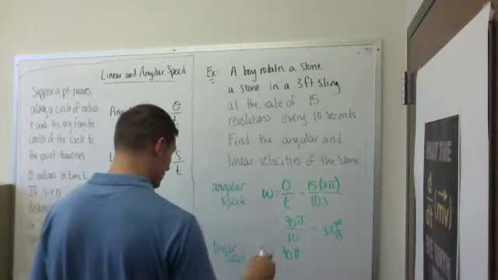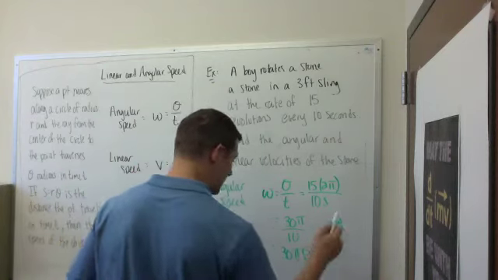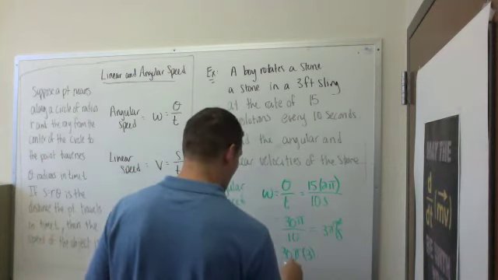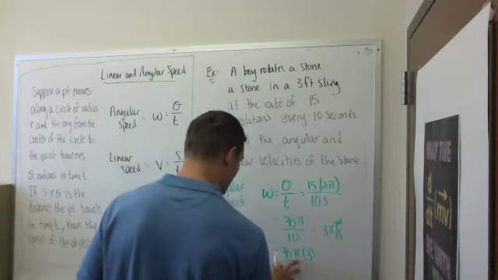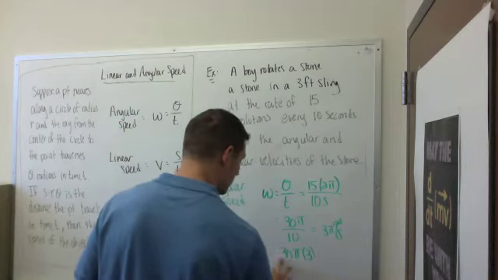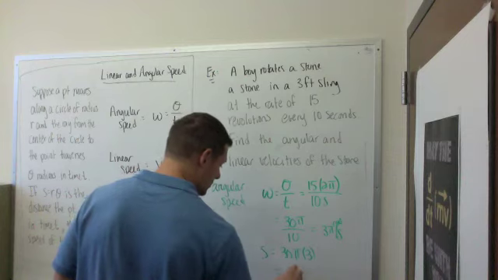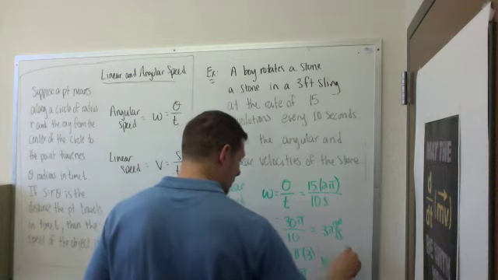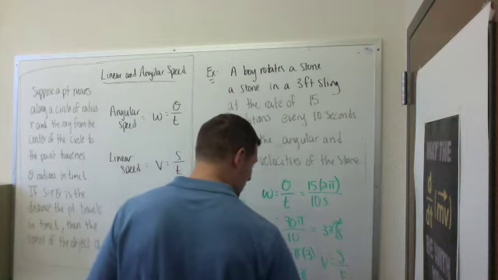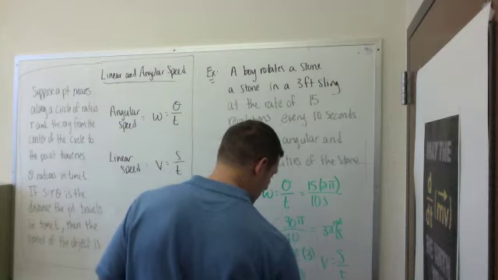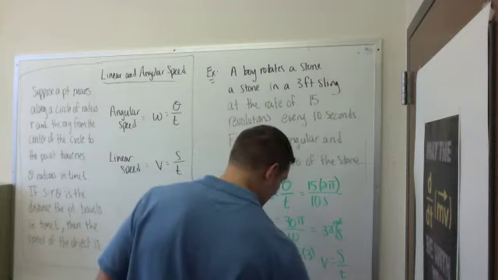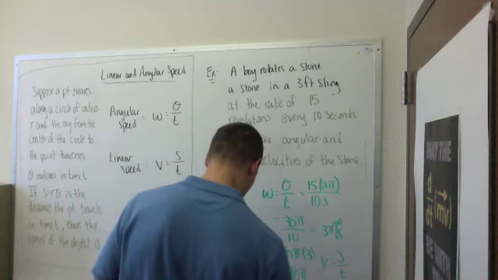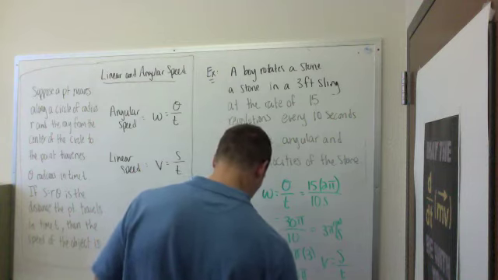So s, in this case, is going to equal 30 pi times the radius, and with a 3 feet sling, my radius is 3. So s is 30 pi times 3, so it'll be 90 pi. And so v, the velocity, equals s divided by t, so it'll be 90 pi divided by my t, which is 10 seconds. So this turns out to be 9 pi feet per second.